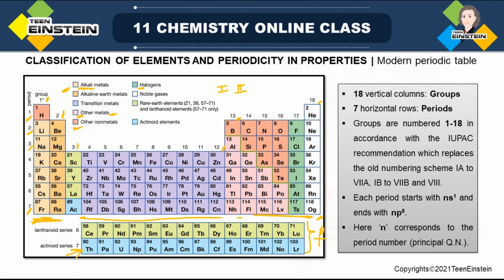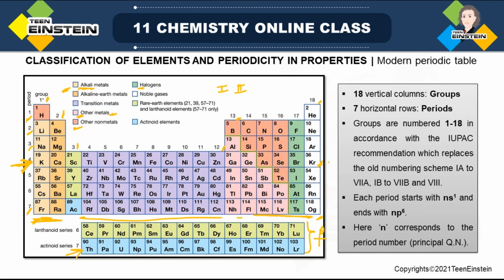Each period starts with nS1. Suppose I am taking this fourth period. The fourth period will start from 4s1, which is the configuration for alkali metals, and it ends at group 18. If you move along the same line, you end at krypton. That means the last electron in krypton should enter 4p6, because I'm talking about the fourth period.